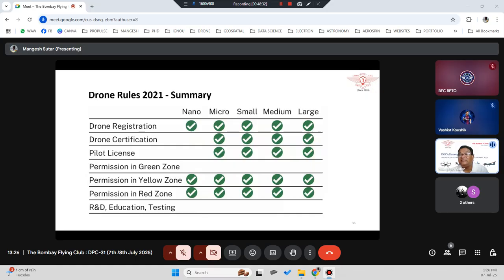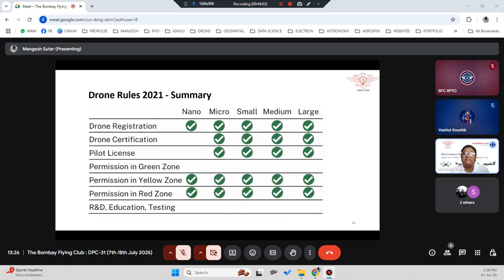For pilot license, again it is required for micro, small, medium and large. Permission in green zone is not written here, but I have given you a scenario on where to take the appropriate permissions. Permission in yellow zone, yes, even if you are flying nano, micro, small, medium and large, is required. Same for red zone also. But for R&D, education and testing, you don't require permissions.